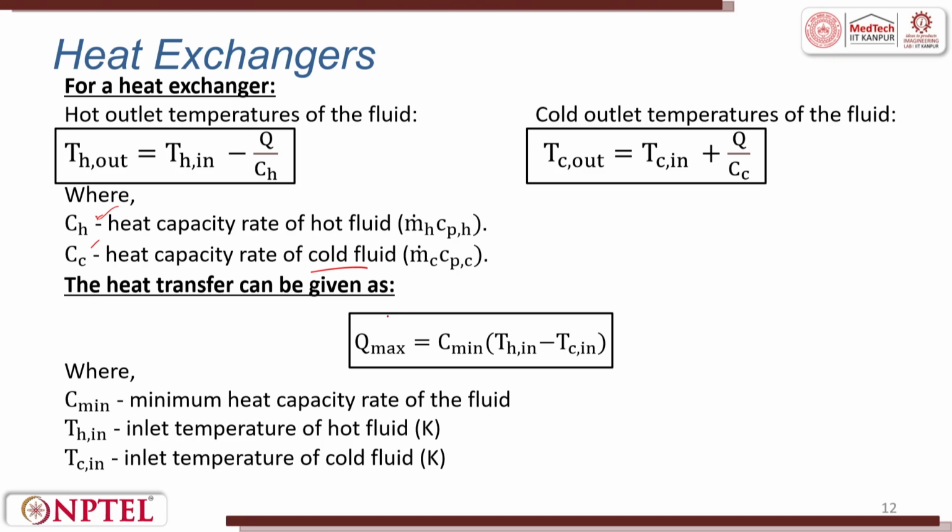Maximum heat transfer can be given as Q max equal to C minimum times the difference in temperature, that is hot inlet temperature minus cold inlet temperature, where C minimum is the minimum heat capacity rate of the fluids, T h in is the inlet temperature of the hot fluid, and T c in is the inlet temperature of the cold fluid.